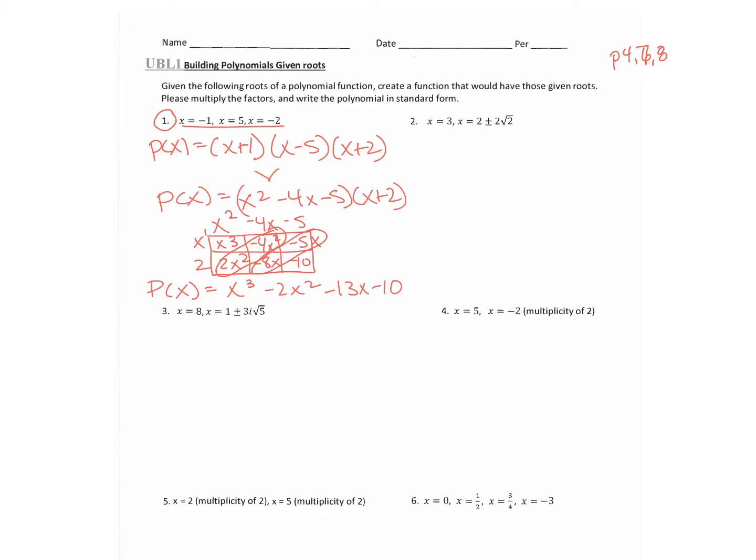So let's take a look at number 2. So number 2, the x equals 3 is easy. I know that that would have been x minus 3 as a factor. The 2 plus or minus 2 square root of 2 is not as easy. So, aside on the side of my page, I'm going to rewrite my x equals 2 plus or minus 2 square root of 2.